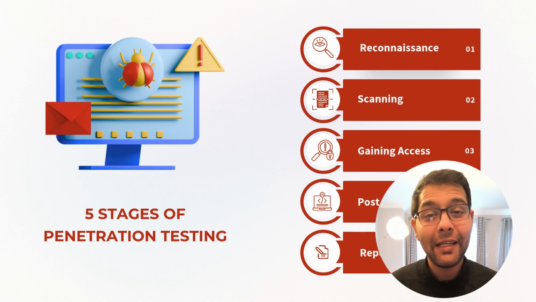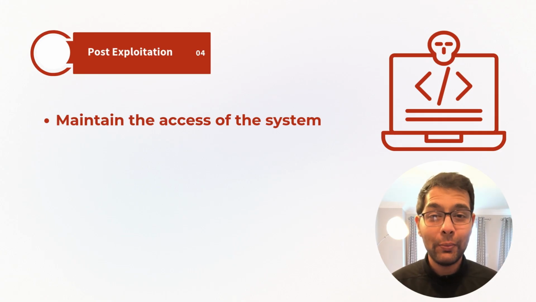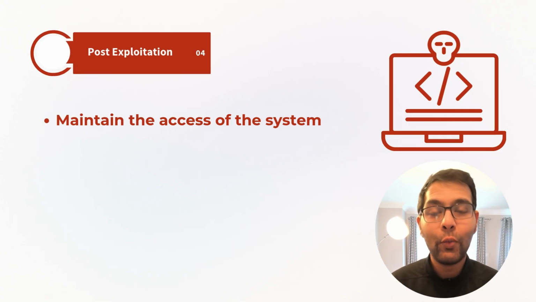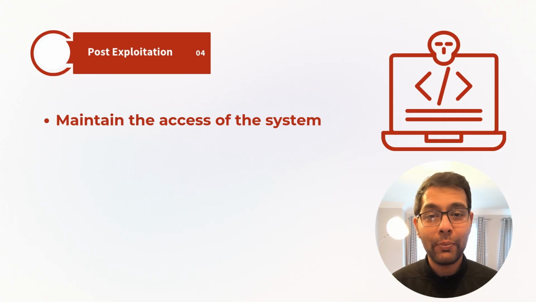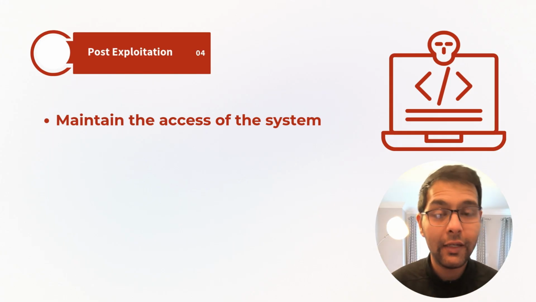Stage 4, maintaining access, or post-exploitation. If an attacker successfully breaches a system, their objective is to maintain that access. This stage is known as post-exploitation, where hackers install backdoors or persistent mechanisms to stay in the system undetected, undetected being the key element here.